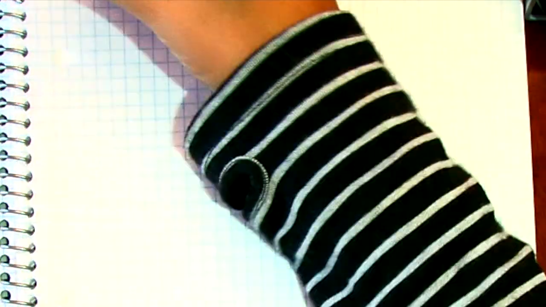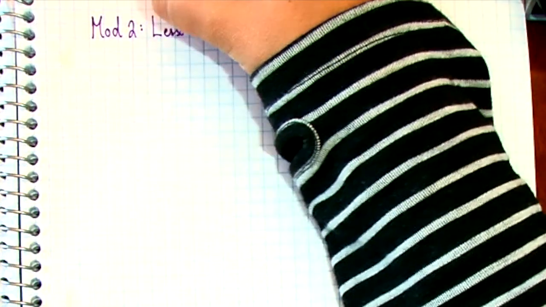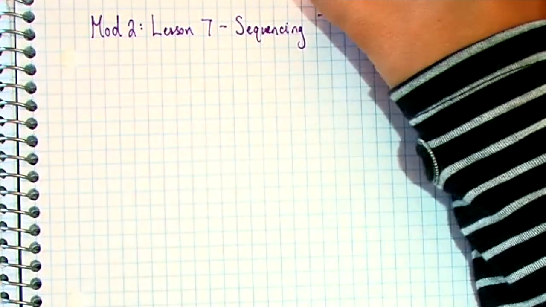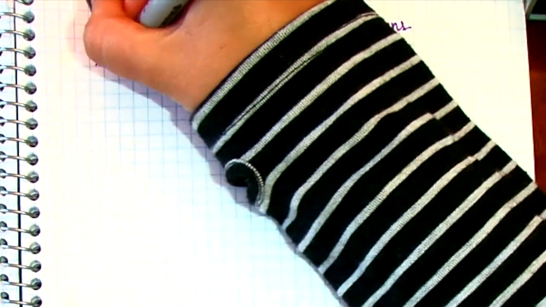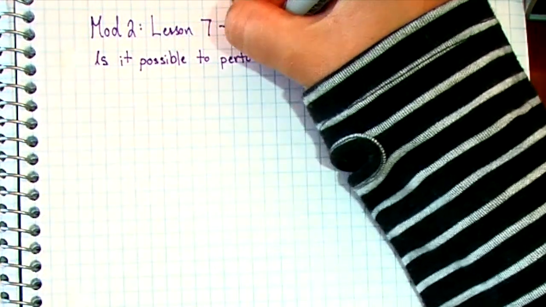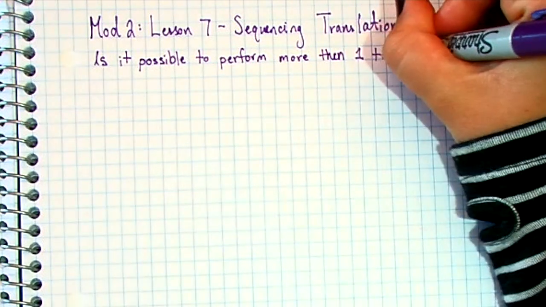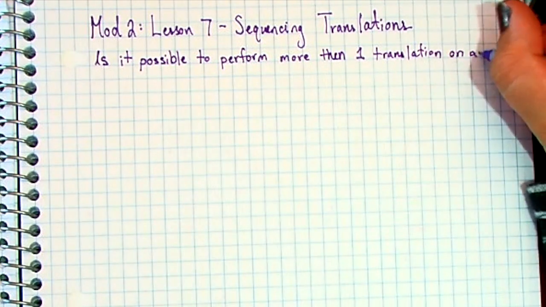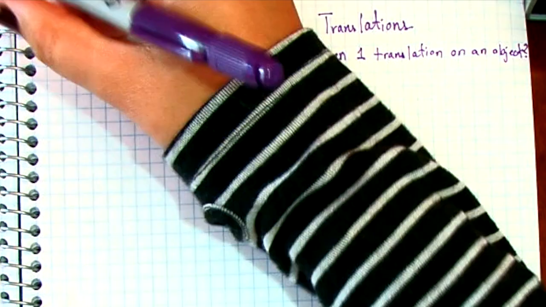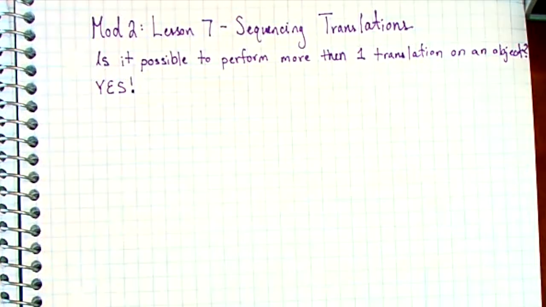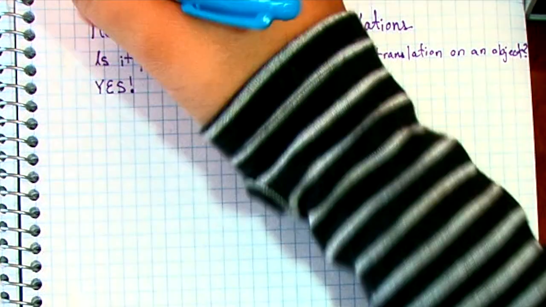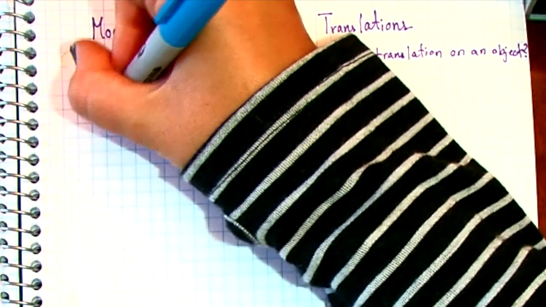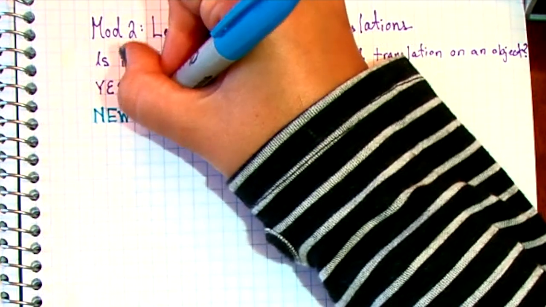Hi everyone, today we're looking at Module 2, Lesson 7 and 8, and this is going to focus on sequencing translations. So we want to think about whether or not it's possible to perform more than one translation on an object. And I'm going to say yes, that is possible. If I have an object and I translate it in one direction and then I set up a second translation in another direction, I should be able to move that object more than once without affecting it.